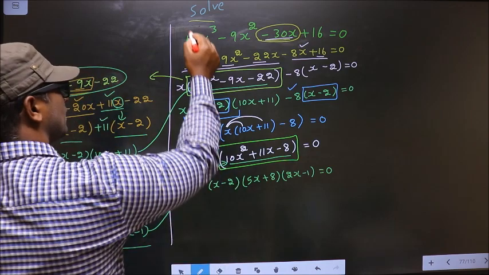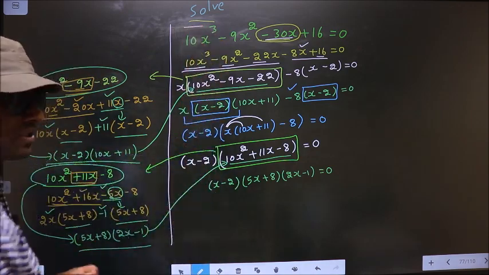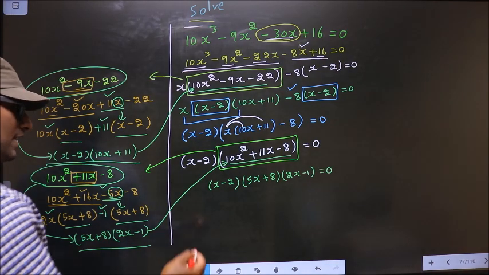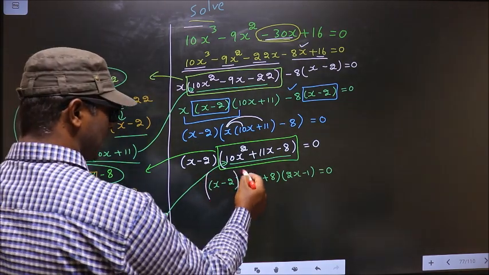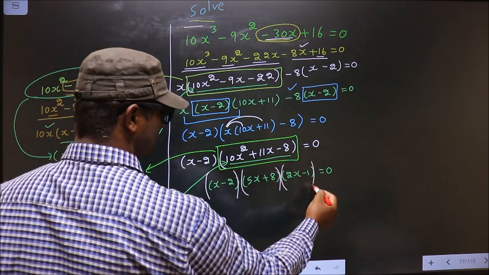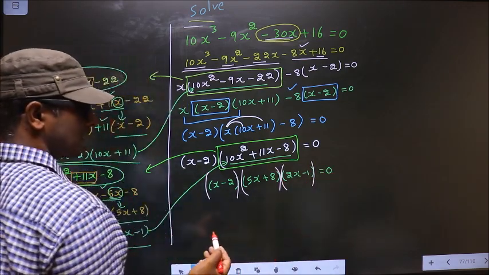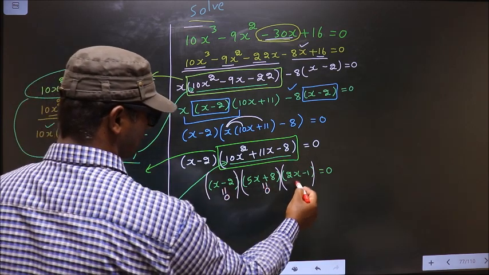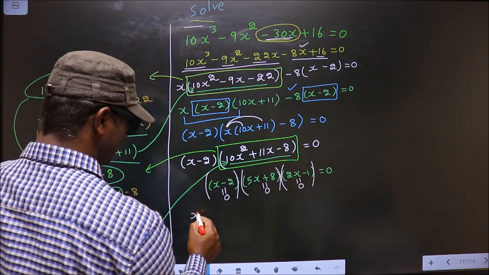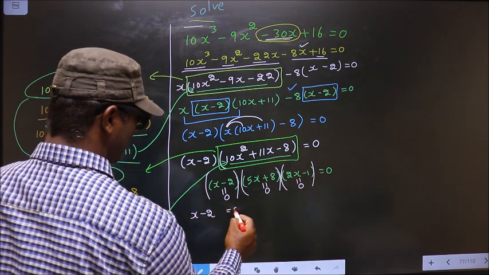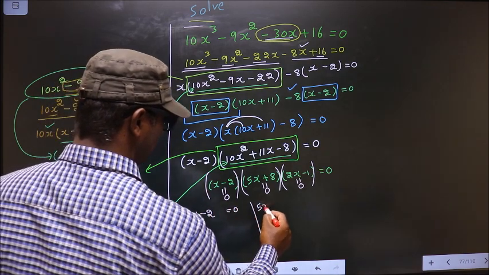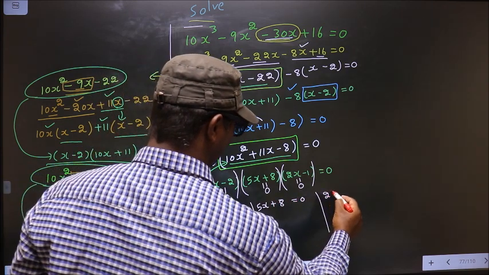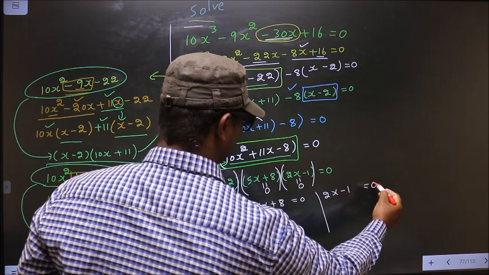More, they told us to solve, so we should find the values of x. Here we got product of brackets equal to 0. So to get the values of x, we should equate each bracket to 0. That is x minus 2 equal to 0, 5x plus 8 equal to 0, 2x minus 1 equal to 0.